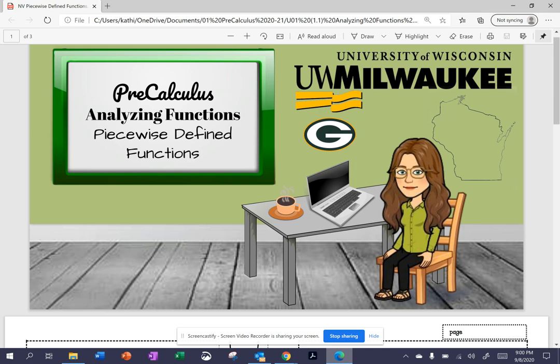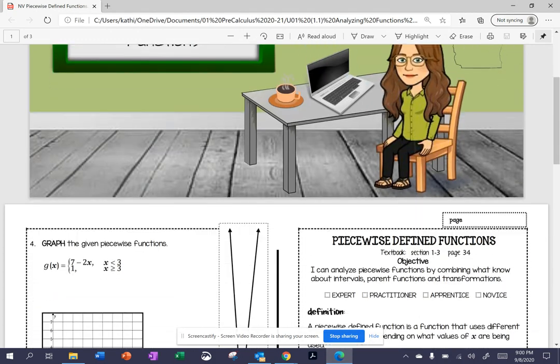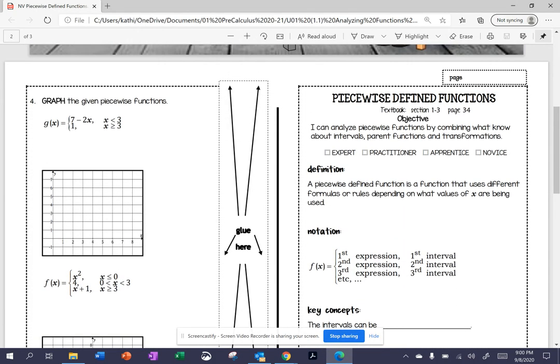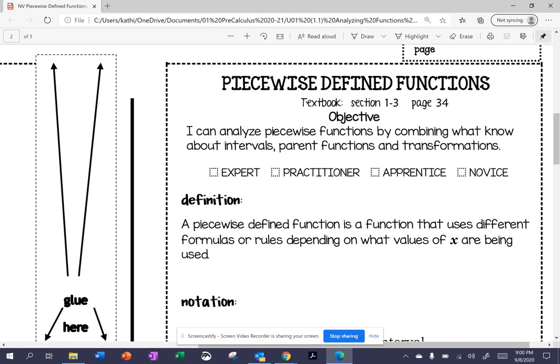Okay, today's lesson is called Piecewise Defined Functions. So let's start out with what the learning objective is. I can analyze piecewise functions by combining what I know about intervals, parent functions, and transformations.